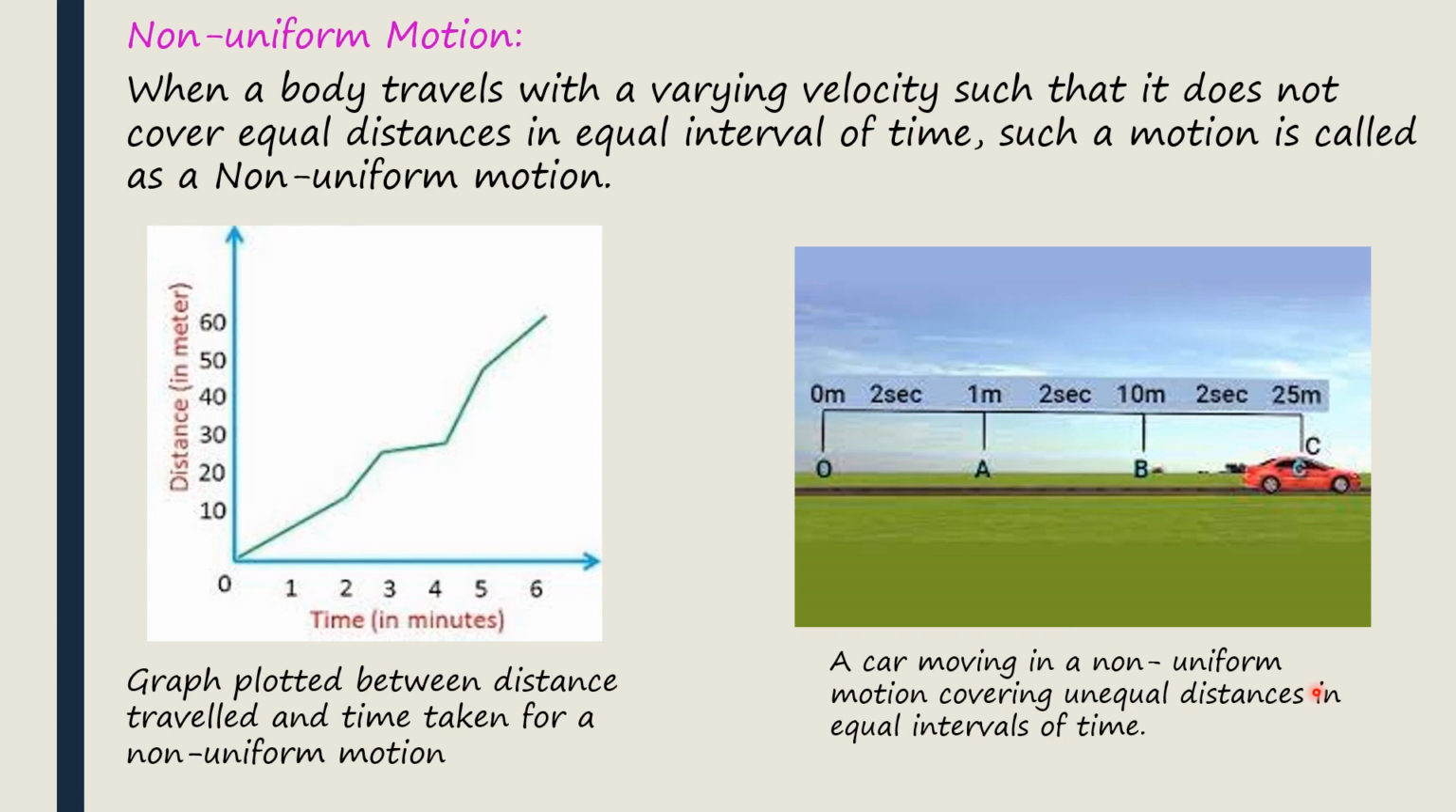car which is moving with a non-uniform motion. Non-uniform motion happens whenever a body is moving unequal distances in equal intervals of time. Whenever a body is covering unequal distances in equal intervals of time, then the body is said to be moving in non-uniform motion.